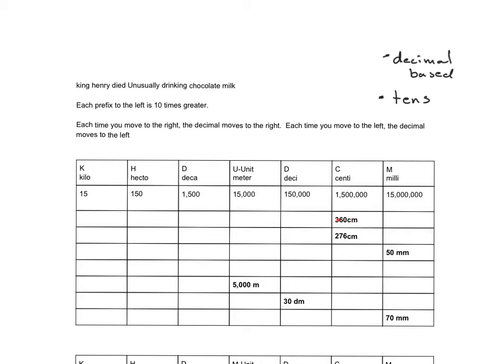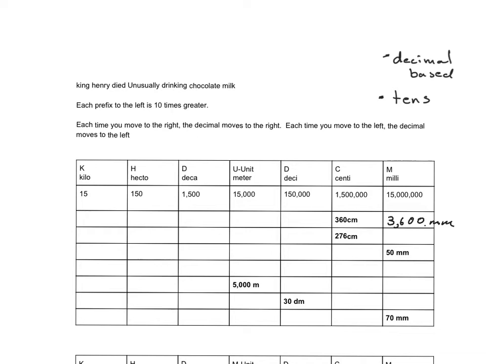I have 360 centimeters. If I wanted to convert that to millimeters, I'm going this way once. So that means this is going to become 3,600 millimeters, because it's 10 times. So I move the decimal point once to the right and it becomes 3,600. So 3,600 millimeters is equal to 360 centimeters.